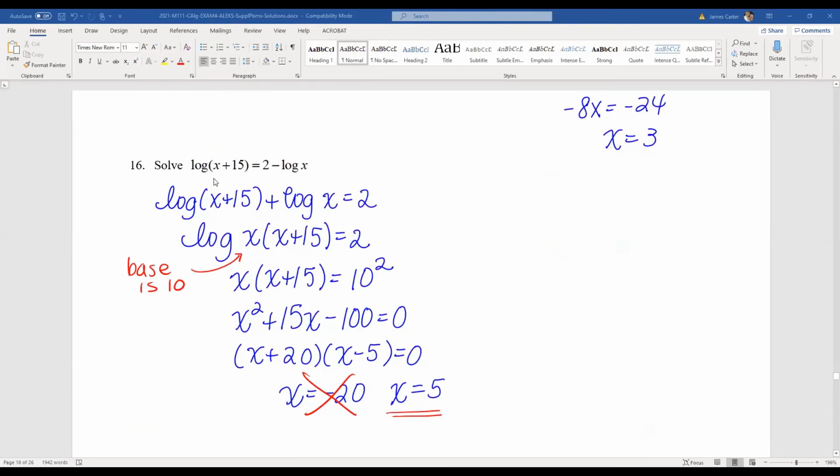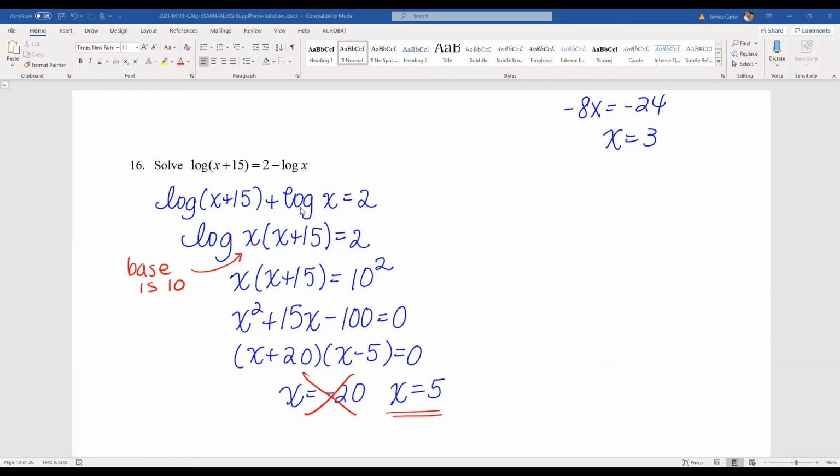Okay, in this case, remember that a log without a base is automatically base 10. That'll become important when we convert this to exponential. Now, we've got logs on both sides. So first thing we do, let's take this minus log x over to the left side. So it gives us the plus log x here.